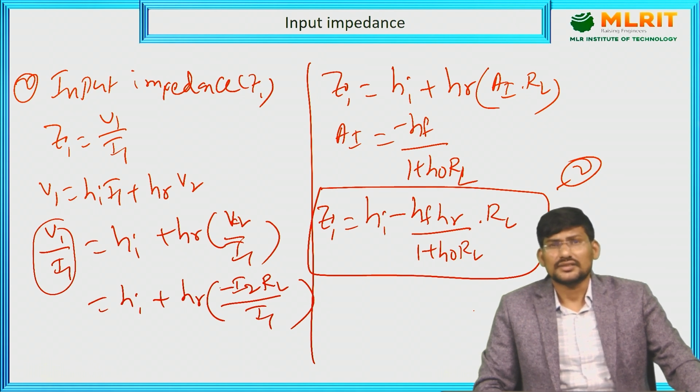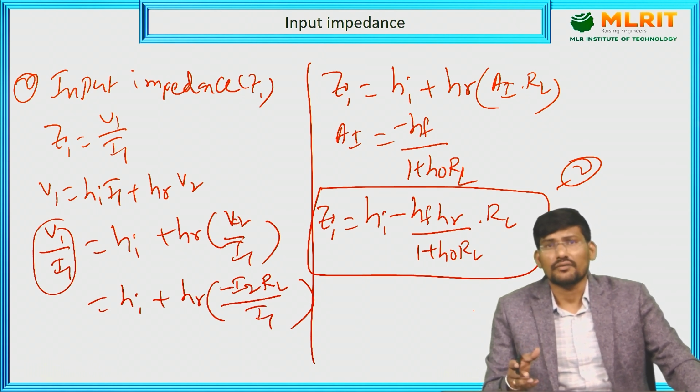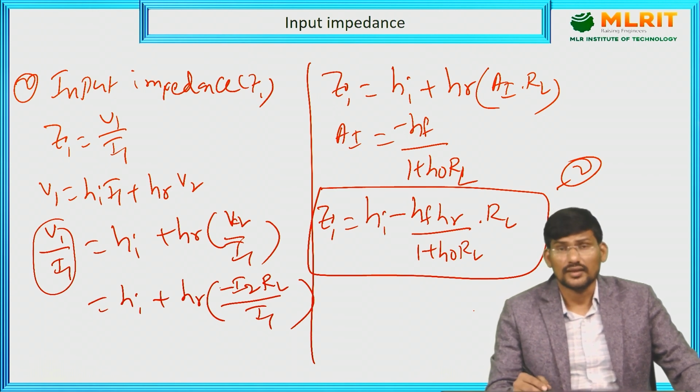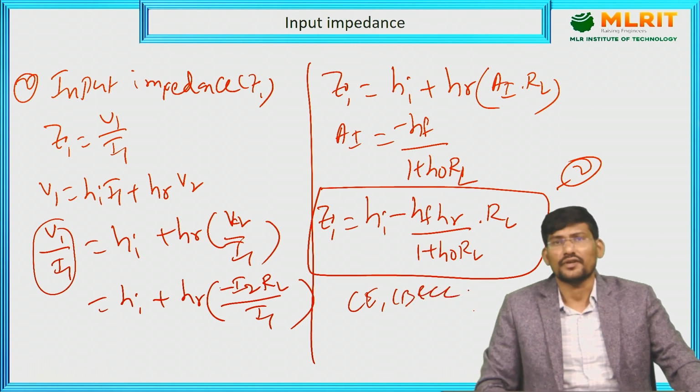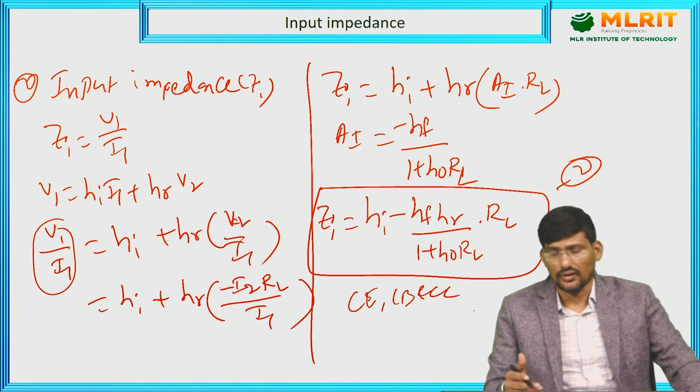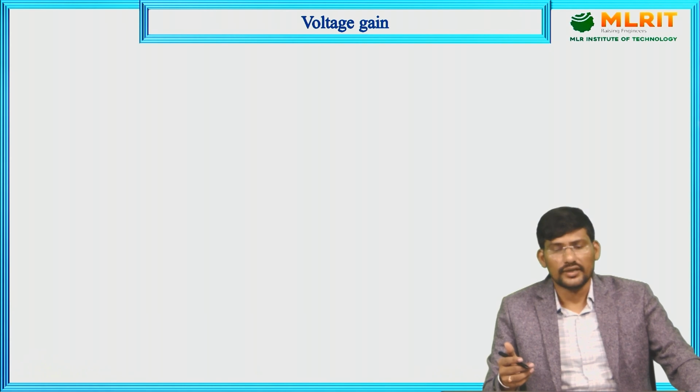Now these expressions, whatever we are deriving here, will be equally valid for all the three configurations. What are the three configurations? CE, CB and CC configurations. Now we are doing general derivations here, and we can apply these derivations to the CE, CB and CC configurations. Next one is voltage gain.